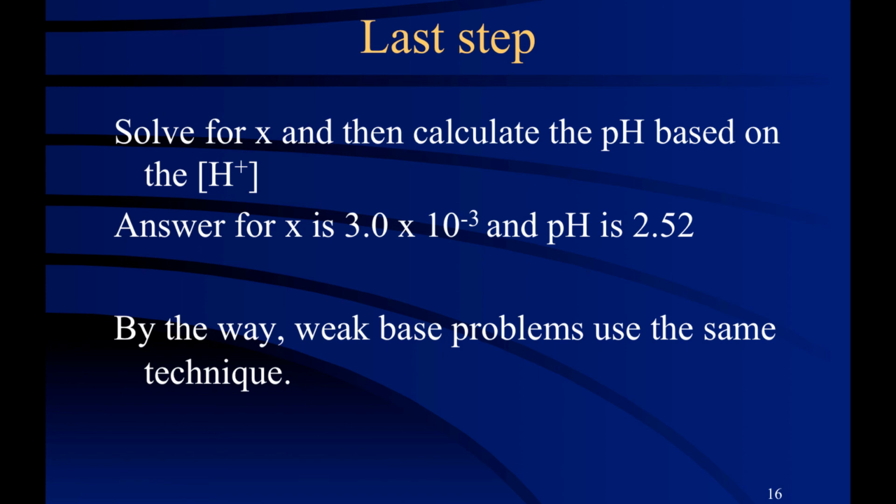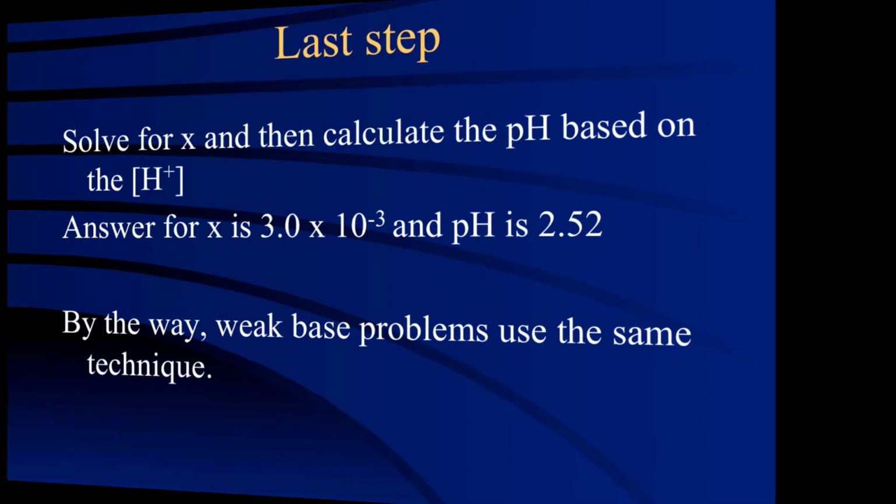If this had been a strong acid, it would have had a pH of 0.3. 0.3 is pretty acidic. This is a weak acid. It doesn't produce as many ions, and it has a pH of 2.52.